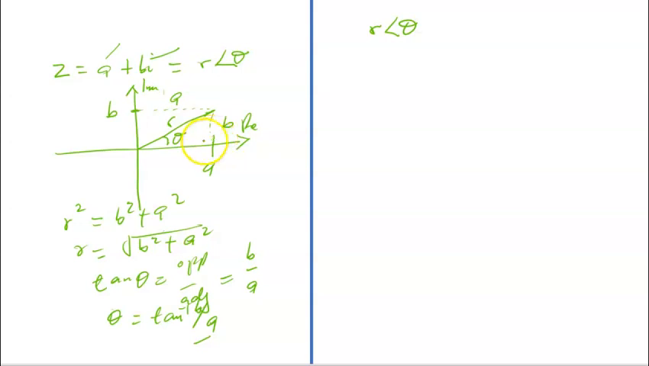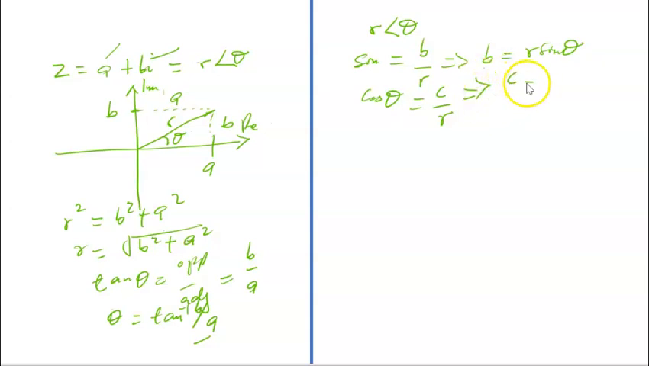Let's come back to this diagram. You agree with me that sine theta, which is equal to opposite over hypotenuse, is b over r, which implies that my b part will be the same thing as r sine theta. Remember that b is the imaginary part. Then cos theta from this same figure is the adjacent over the hypotenuse, a over r. This implies that a itself is the same thing as r cos theta.